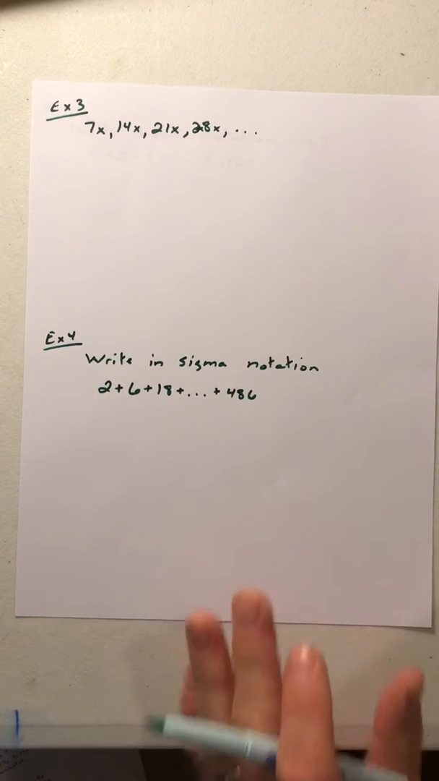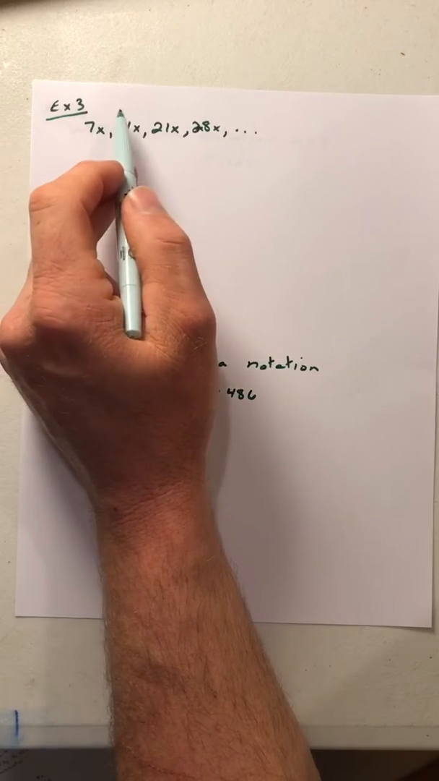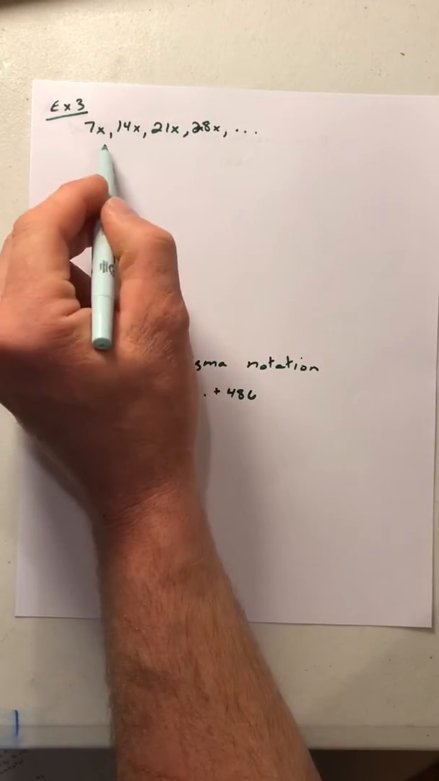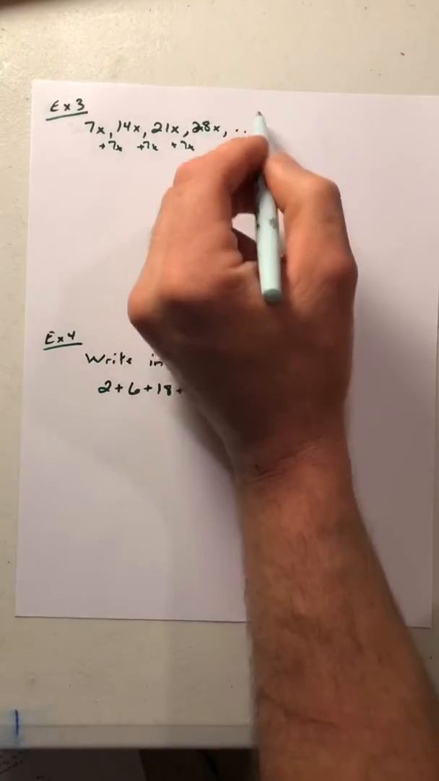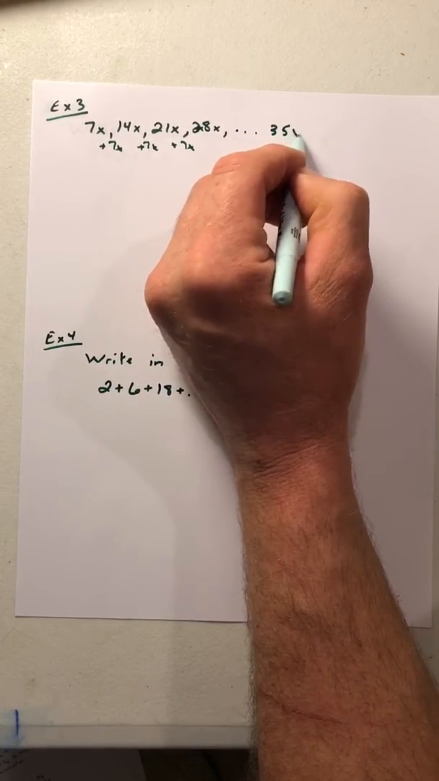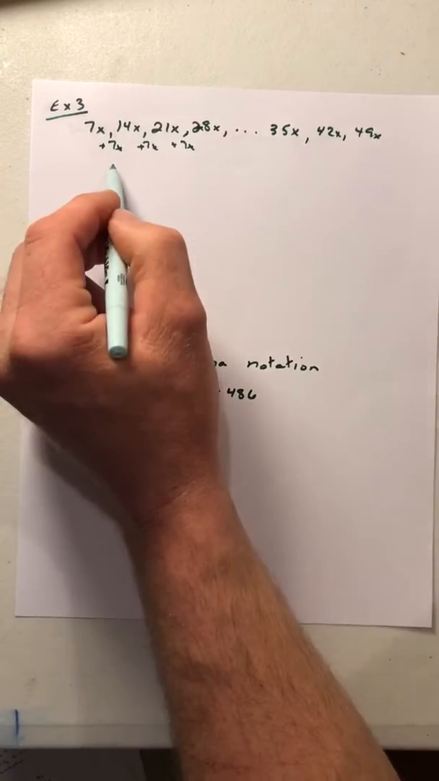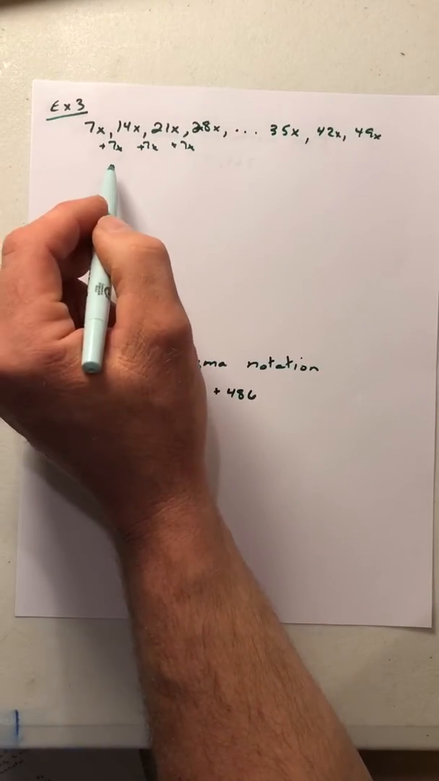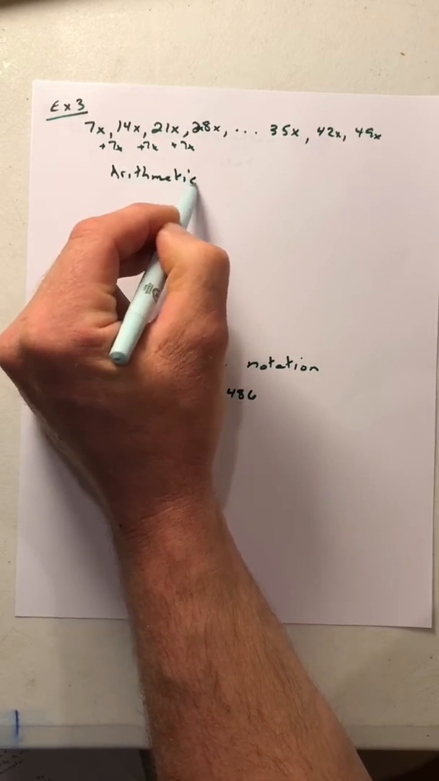In example 3, we have 7x, 14x, 21x, and 28x as the terms in our sequence. Well, what can we do to 7x to get the 14x, and so on? If I add 7x to each of my terms, I'm going to end up with the next term. So after 28x, my next term is going to be 35x. My term after that is 42x and then 49x. So this is going to be a linear or arithmetic sequence.